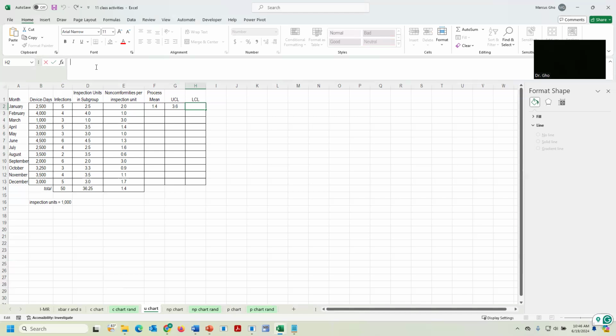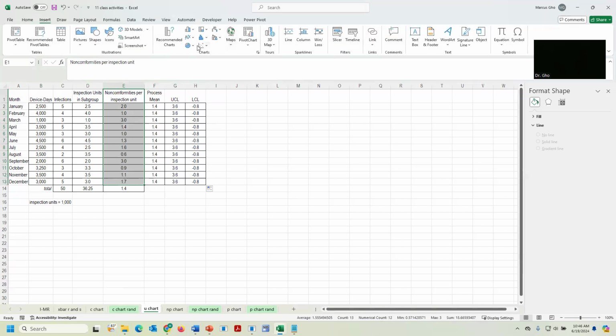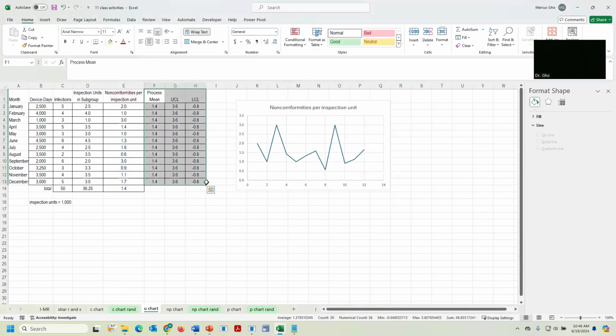Then you care about 99.7. I'm going to put a minus in here instead of a plus. And really, these numbers are going to be exactly the same as the one above it. So I'll put in that formula. And now we can graph these. I'm going to go to insert. There's our nonconformity per inspection unit. And then I'll throw these in here as well.